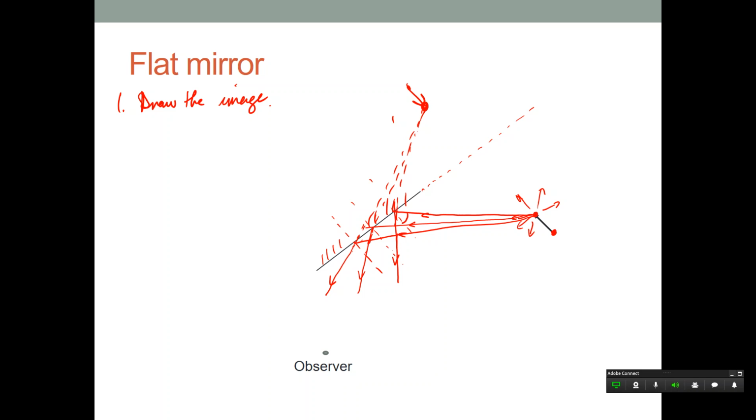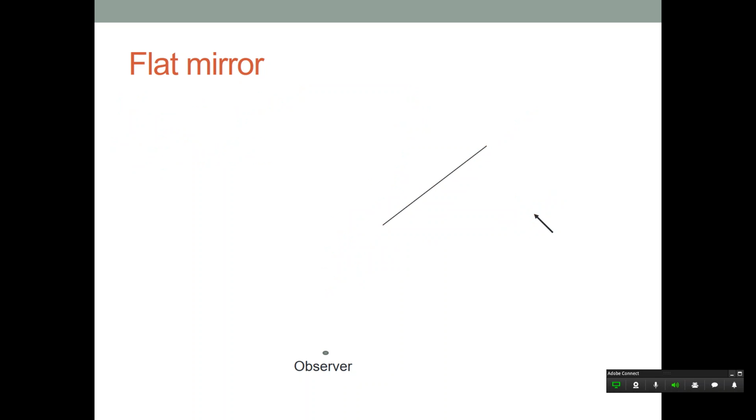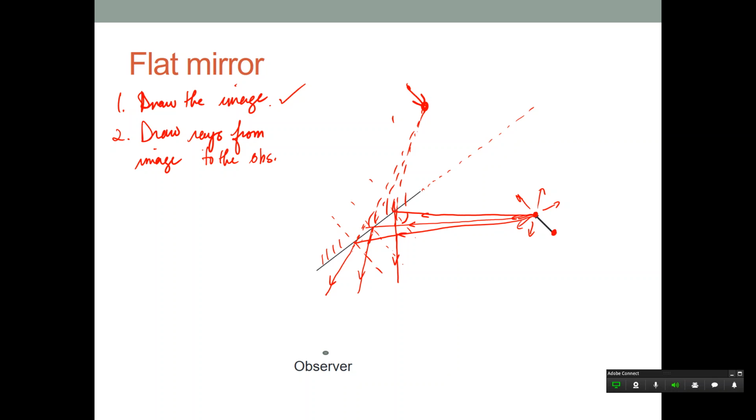I need to erase this, so I need everyone to be on the same page. Now we're good. A couple more seconds for you to finish up. So step one, done. Step two is going to be to draw the rays from the image to the observer. So I'm going to erase this and we're going to start with that process there.